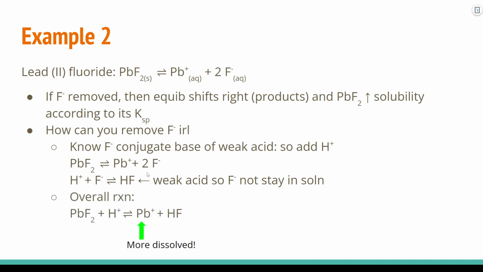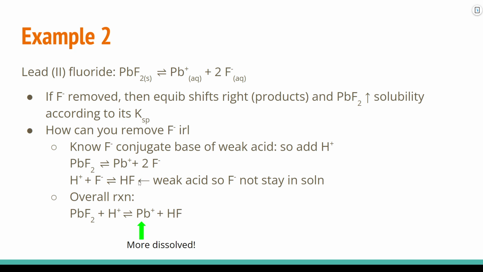Just to show the overall reaction of what's happening here, adding all this up, I essentially increased the H+ in this system. And so when I added H+ to it, the HF is interacting more.